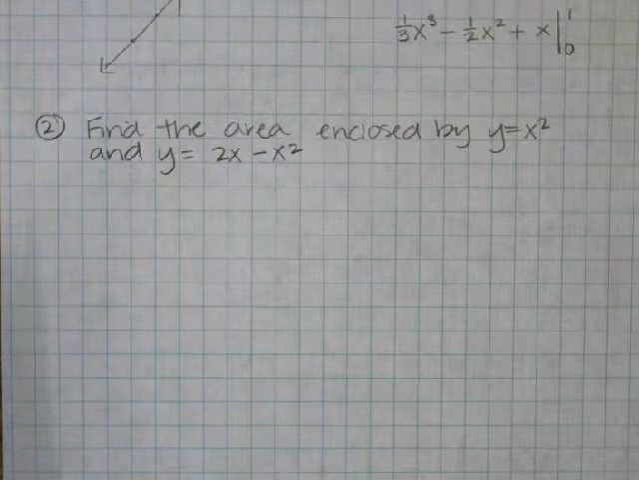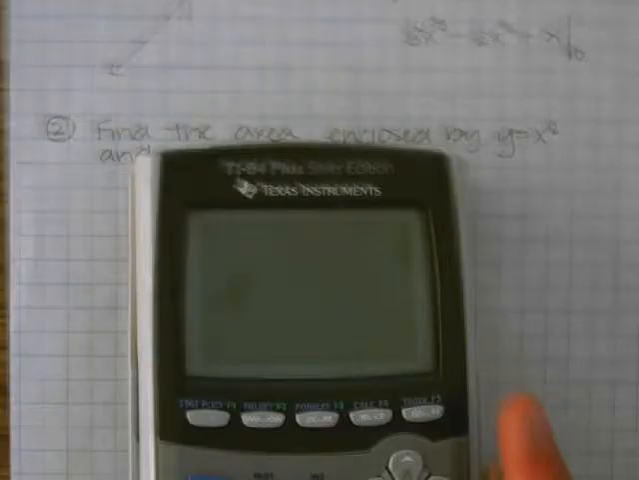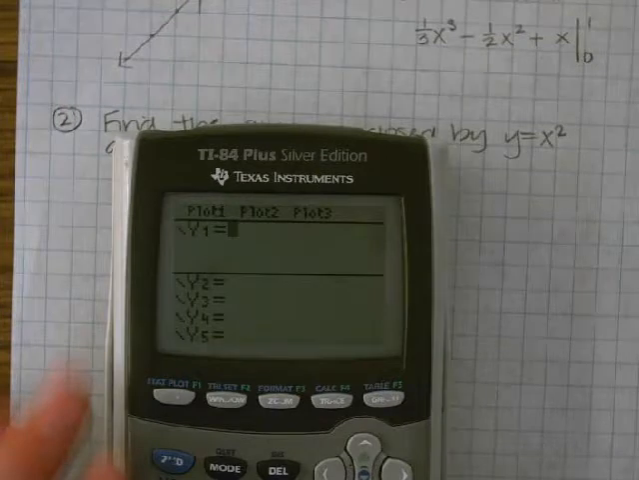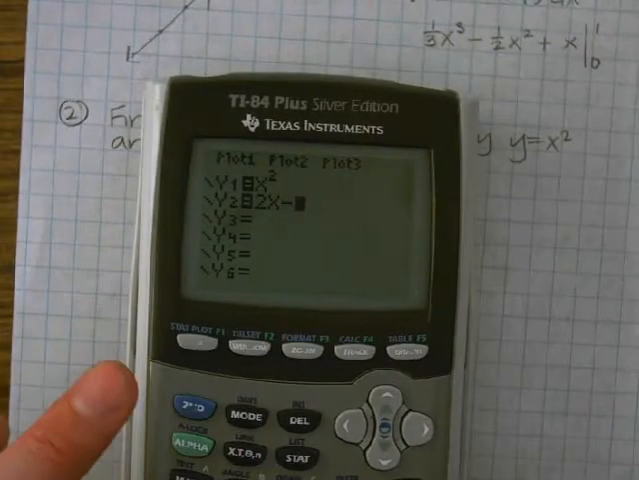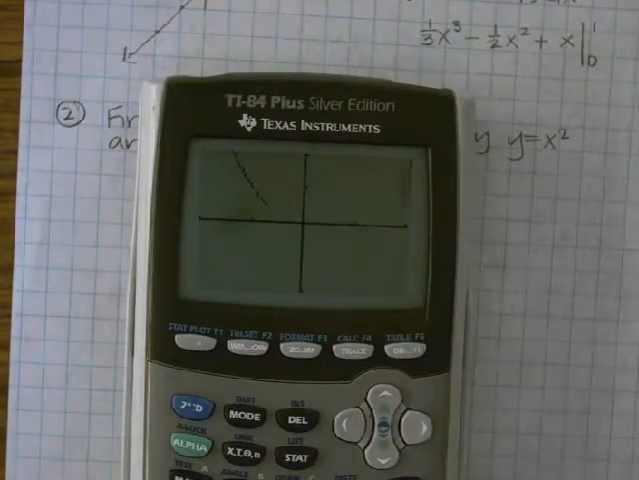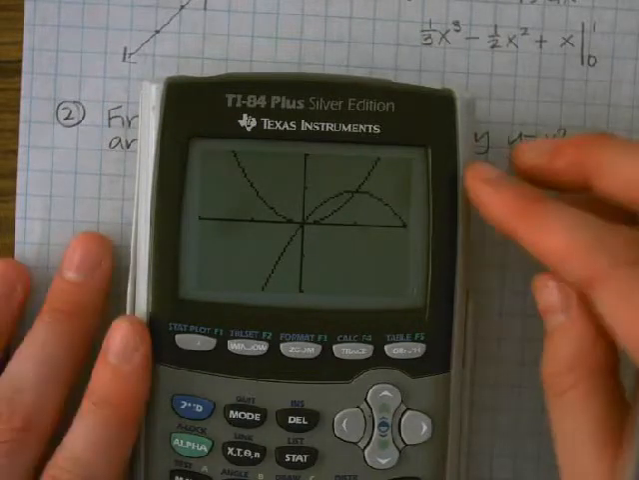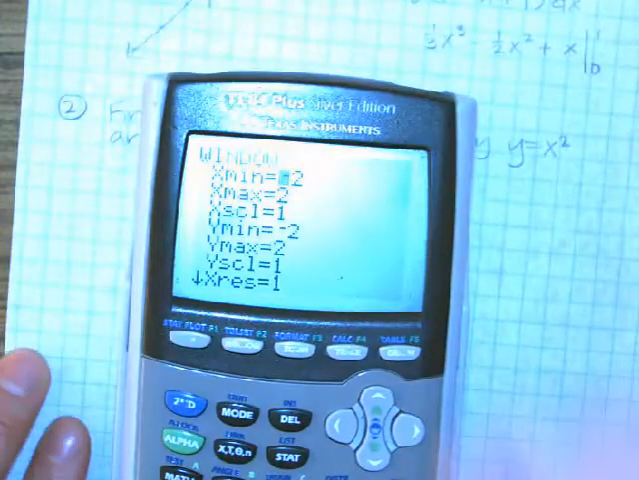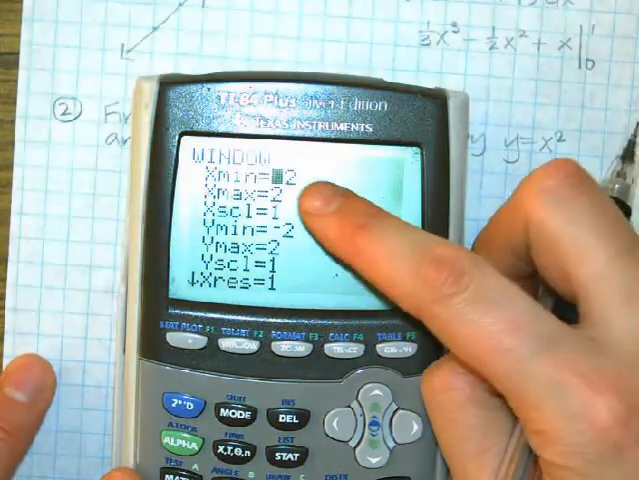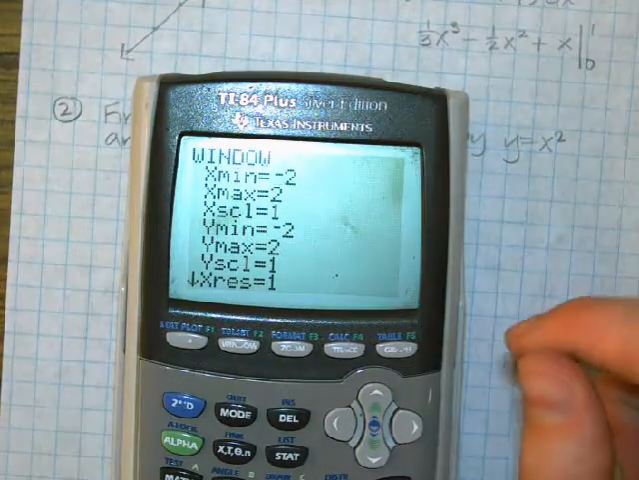Okay. All right. So let's go ahead and see the picture that we're looking at. I want you to graph both of these at the same time. So we've got x squared and we've got 2x minus x squared. Yeah, they're both parabolas. A zoomed in calculator screen actually works really well for this. If you hit the window button, change your window so it's -2 to 2 for the x values and -2 to 2 for the y values, it makes it a little bit easier to see this graph.